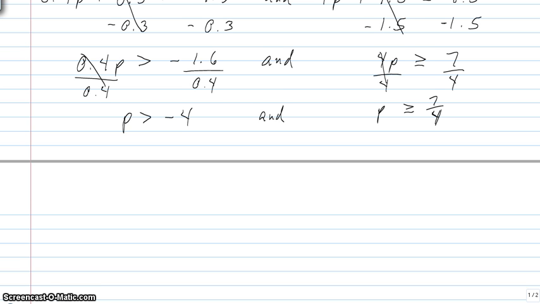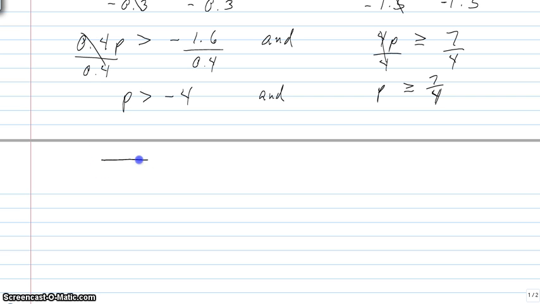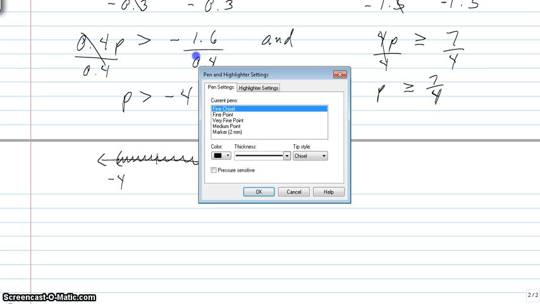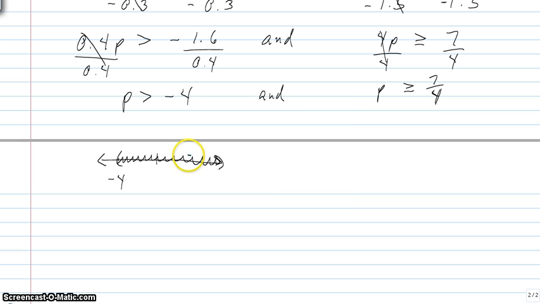Okay, so to think about how we would write our final answer, if we maybe sketch the graph, p greater than minus 4 would be something like this. And over here we've got p greater than or equal to 7/4. Well, 7/4 is just a little bit smaller than 2, so the interval of p greater than or equal to 7/4 would be something like over here. Right, and whenever you have an AND statement, that means take all of the values that are common to both this interval and this interval, and in the picture we can see that's all of the values shaded in red.